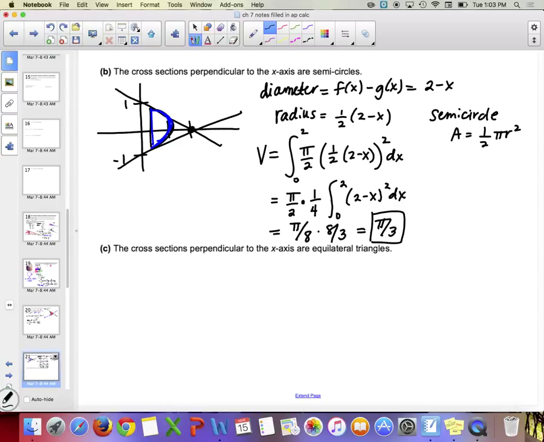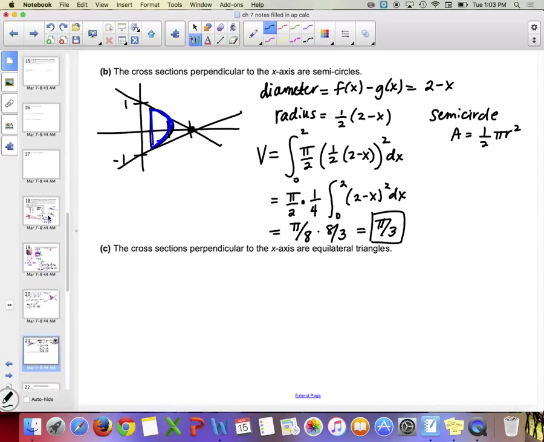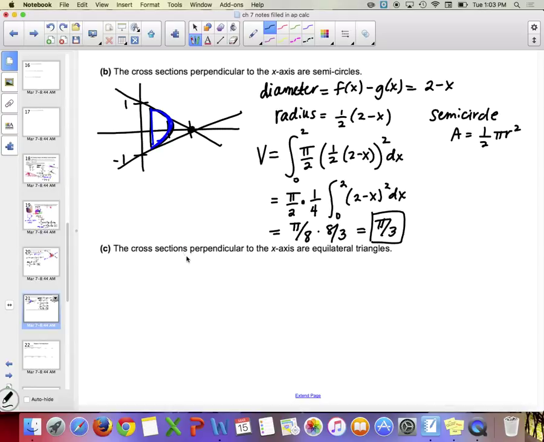All right, and then C, it says the cross-sections perpendicular to the x-axis are equilateral triangles. So for this, same idea. Start it with your F and your G. And now we have equilateral triangles coming up off here, which is always hard to draw. This kind of looks like it's just there. Let me draw it a little slanty. Okay, so those are equilateral triangles.